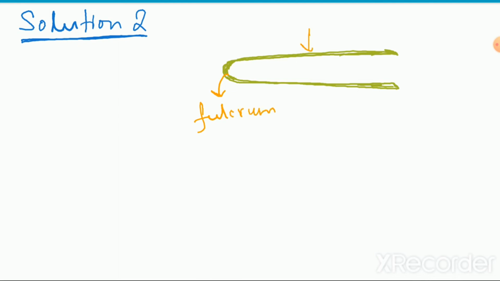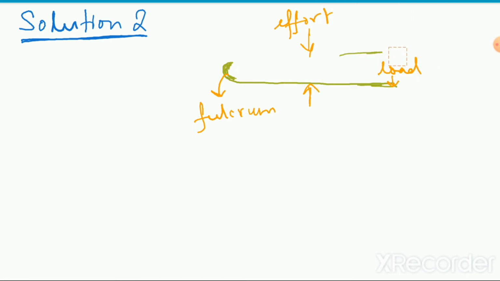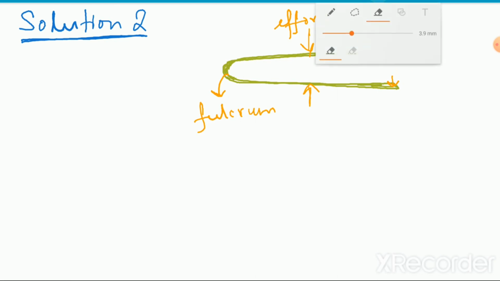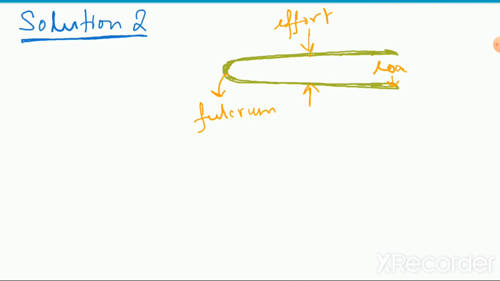The effort is applied somewhere here in between, and the load is held in between these 2 points. Okay, fine. So the load is held in between these 2 points. So this is the load.